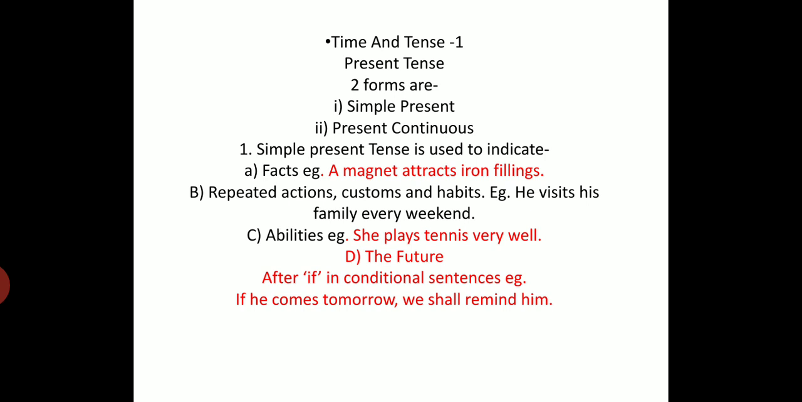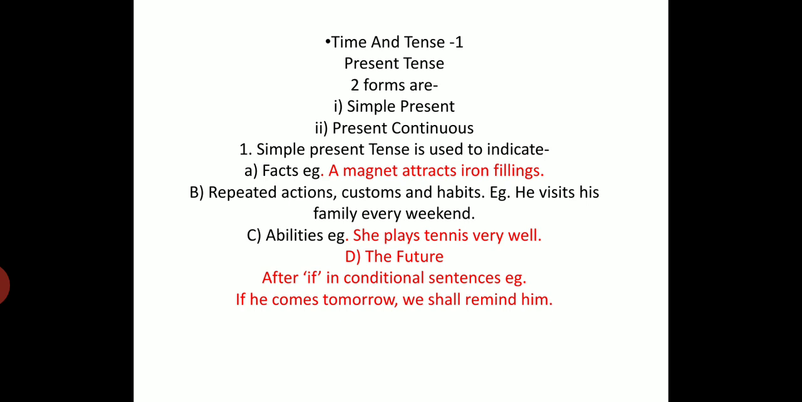Third, abilities. When you have to show the abilities of anybody, you will always write it in simple present tense. For example, she plays tennis very well. I play cricket very well. So here play and plays would be simple present tense. Fourth, the future.